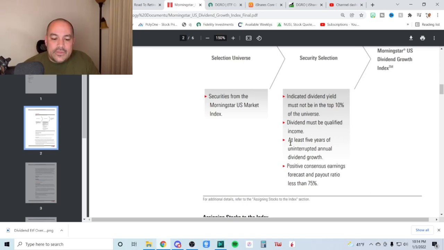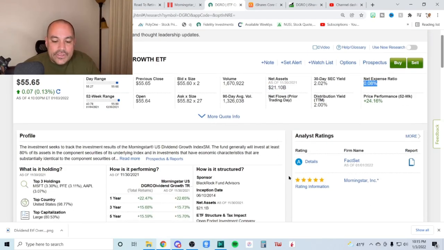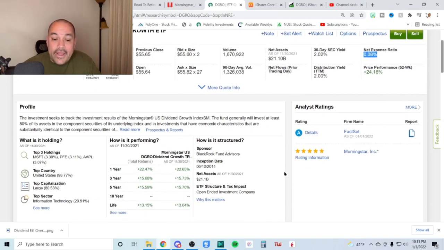Dividend must be qualified income, again, at least 5 years of uninterrupted annual growth. And this is a nice one: positive consensus earnings forecast and payout ratio less than 75%. So they're looking for companies that are expected to grow their earnings. So let's take a look at DGRO real quick. Now DGRO, at the date of this filming, is trading at $55.65, has $21 billion in assets as of November 30th, a 2% dividend yield, an expense ratio of 0.08, a 5-star rating from Morningstar, and an A rating from FactSet.